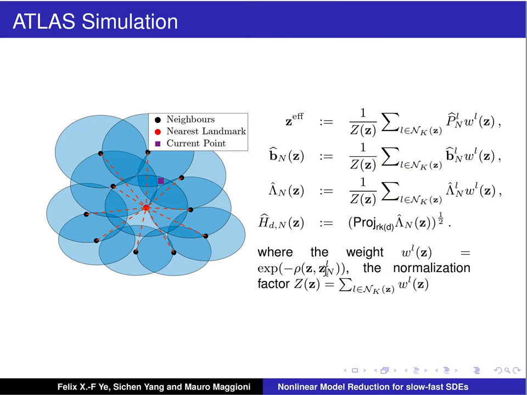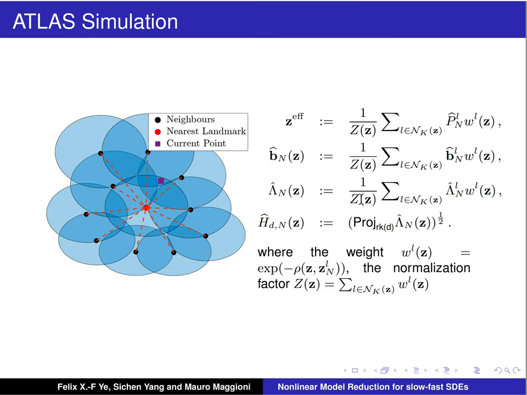So the further you are, the less weight you have, right? So this is very, very intuitive. If you are very close, I'm going to put a lot of weight here, and I'm going to use this weighted average to interpret the drift and diffusions at the current point.